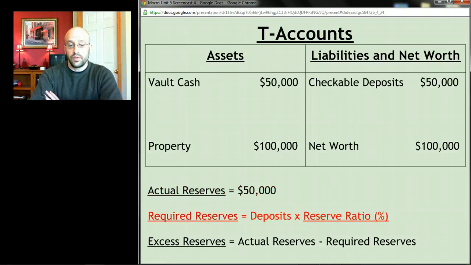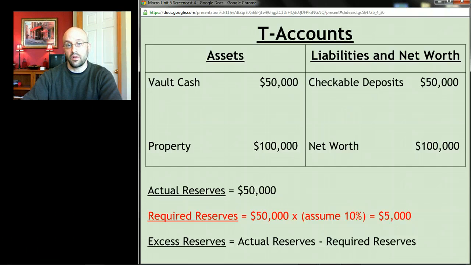So the formula for the required reserves is the amount of deposits times that reserve ratio. Here we have $50,000 worth of deposits. Let's assume the reserve ratio is 10%. What that means is that the bank has to keep $5,000 either in the vault or at the Federal Reserve. And this is one of the ways that the Federal Reserve controls how much money banks keep in their vaults.